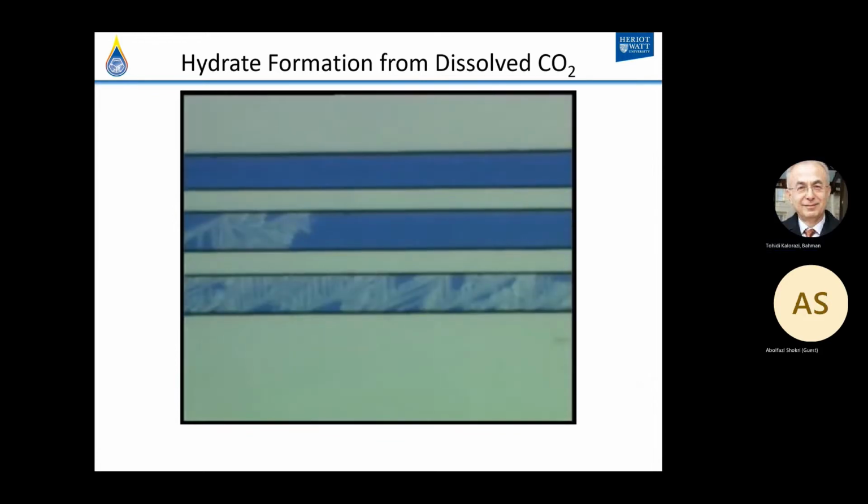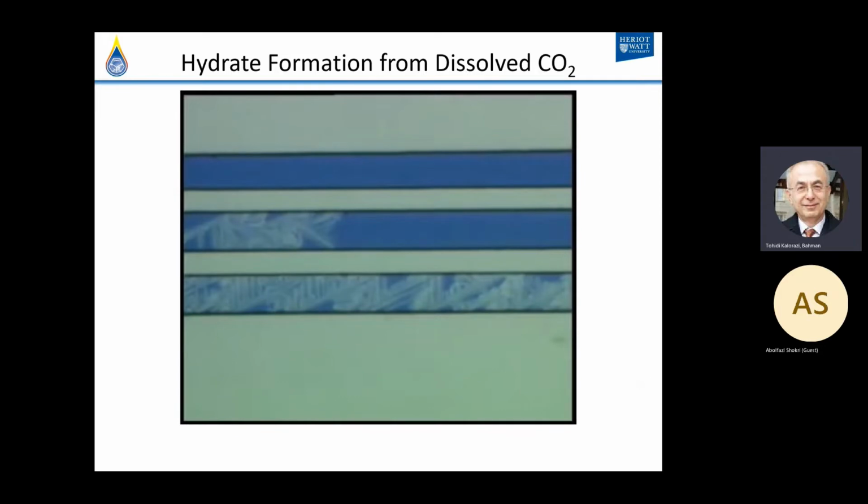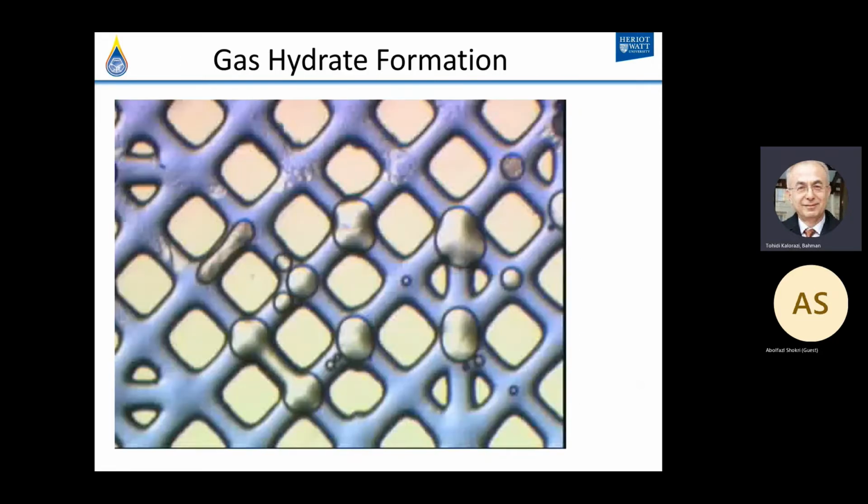And you see that it has various branches. Hydrate formation is exothermic, so we want to get rid of the heat, and it also needs other gas molecules to form hydrate. This is a mixture of gas, hydrate and water.